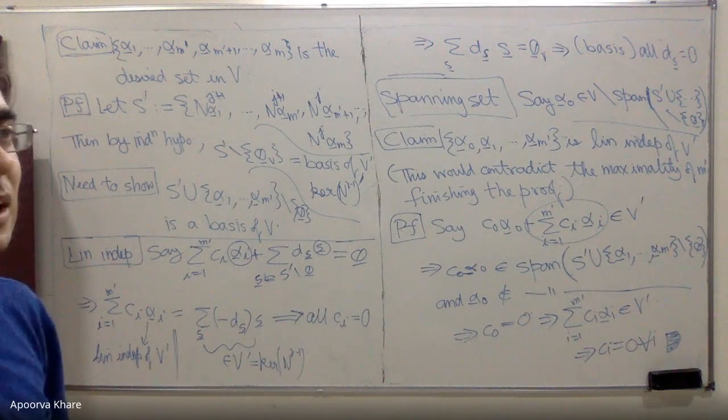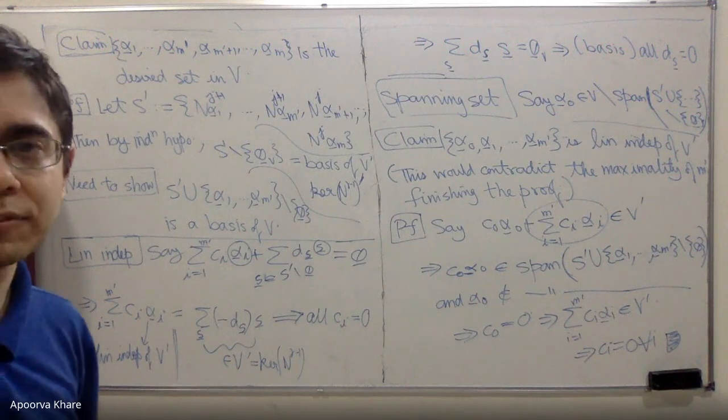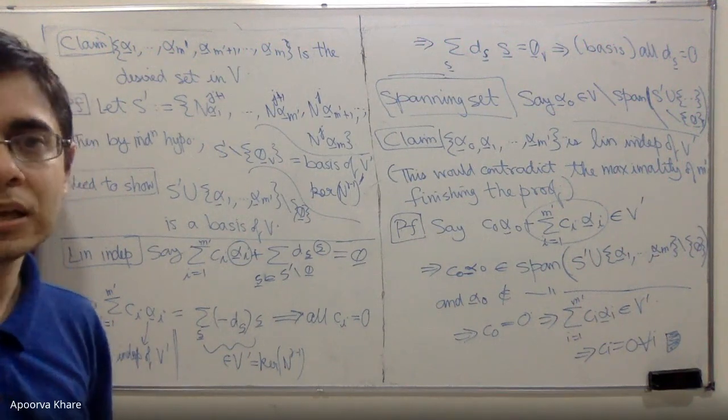So next time we will start with, I guess, bilinear forms and symmetric bilinear forms, followed by inner product spaces. Okay, that's it for today.